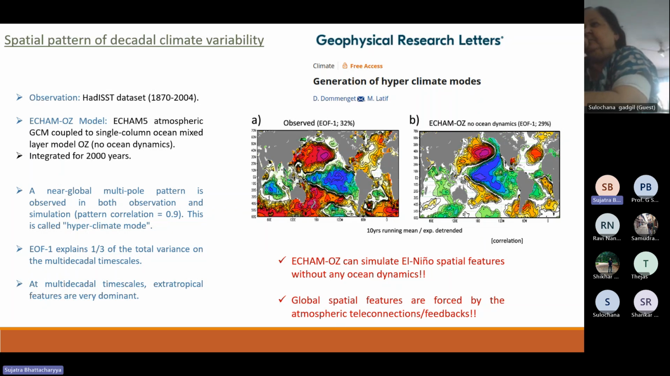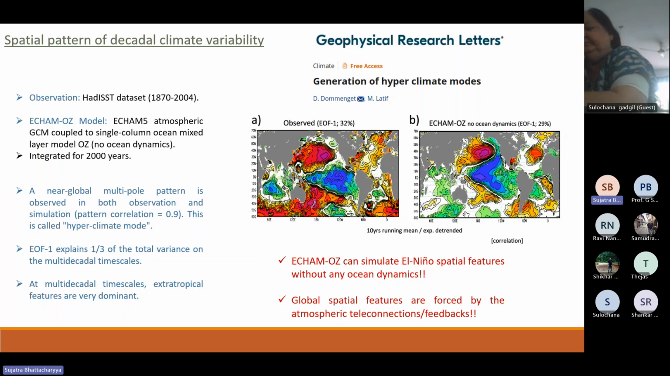But since the observation data is just 135 years, they wanted to increase the degrees of freedom. So what they did is that they also did some simulations. The model which they used was the ECAM model. This model is basically the ECAM 5 atmospheric general circulation model, and it is coupled to a single column ocean mixed layer. Okay, and one of the details is that there is no lateral interaction in this mixed layer. So all the interactions are going in the vertical direction.